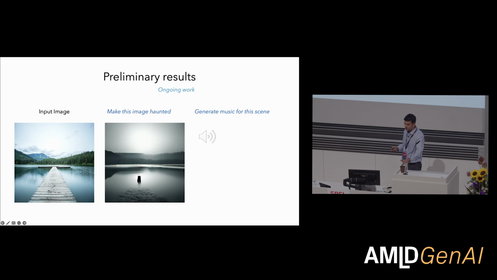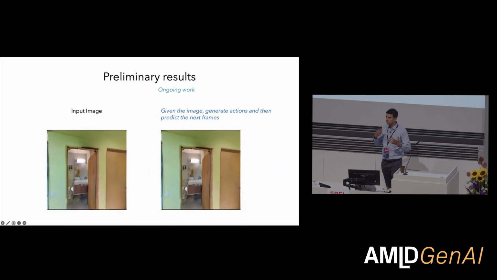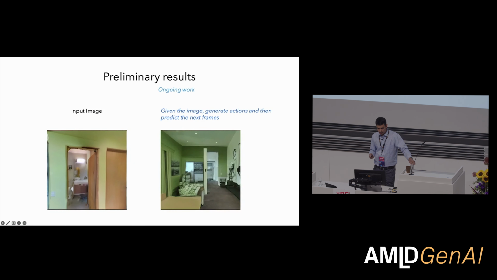So you can generate music for this scene. Then, of course, you can say, I want you to make this image haunted, and then I want you to generate music for this scene. So now you can see that it's starting to do something interesting with multiple modalities.